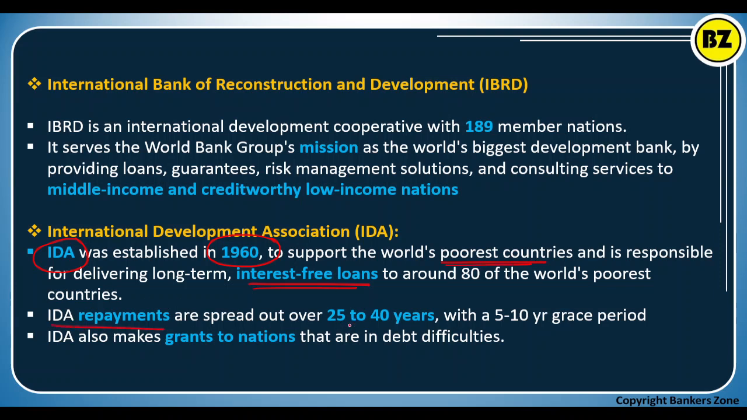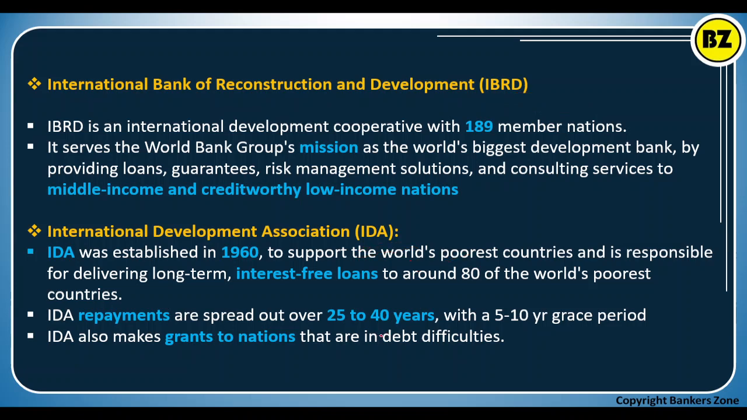IDA repayment is also spread over a long period, with a repayment tenure of 25 to 40 years, and they give a moratorium or grace period of 5 to 10 years before repayment starts. They can extend it by 5 to 10 years, no problem, because their aim is to help poor countries. IDA also makes grants to nations to clear their debt difficulty. So we have discussed IBRD and IDA. India is a founding member of this and this.